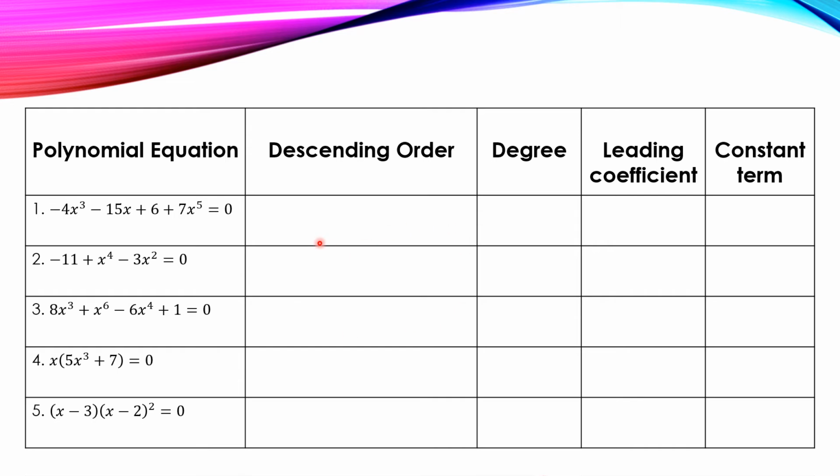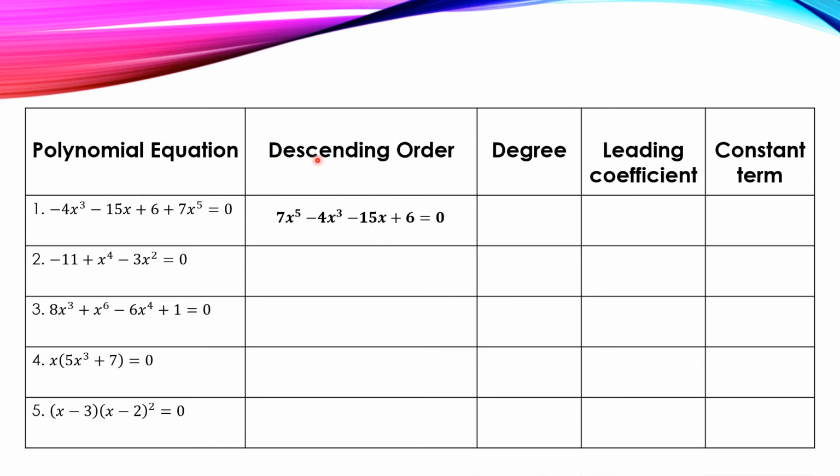Okay, so sisimulan natin siya siyempre sa ating first item. Our first equation is negative 4x cubed minus 15x plus 6 plus 7x raised to 5 is equal to 0. So this is our polynomial equation. So what will be our descending order? So ano yung magiging tamang arrangement niya? Okay, this will be the correct arrangement for this equation. So we have 7x raised to 5 minus 4x cubed minus 15x plus 6 is equal to 0.